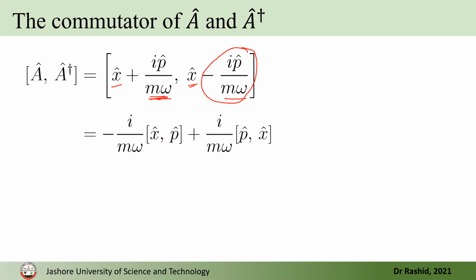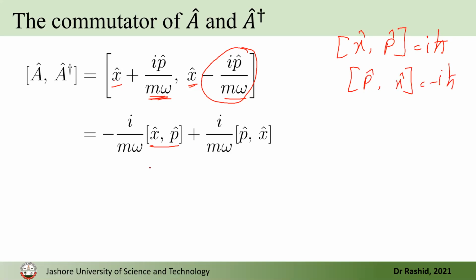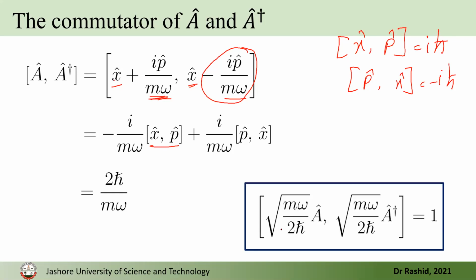Now we know that the commutator between x hat and p hat equals i h bar, so the commutator of p hat and x hat would be minus i h bar. If we put in the values and simplify, we have this one, 2 h bar by m omega. Now let's rescale this so that the result of the commutator is 1 only. That's simple. We write it this way, then the commutator is 1. What we did was multiply by the square root of this with these two terms.